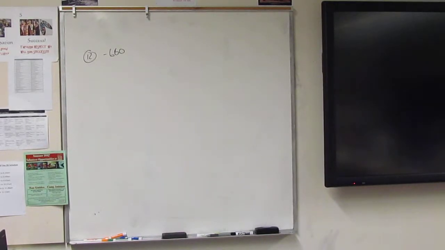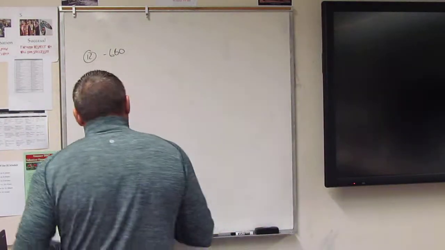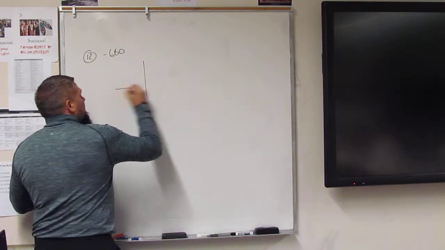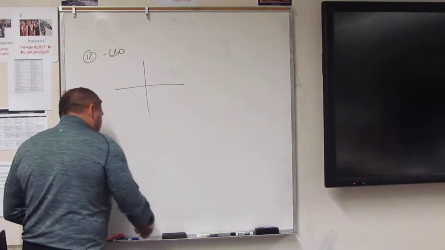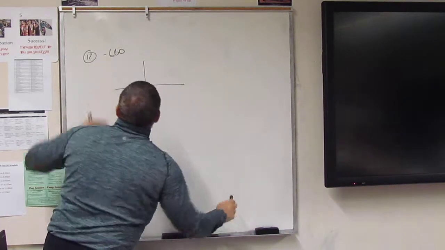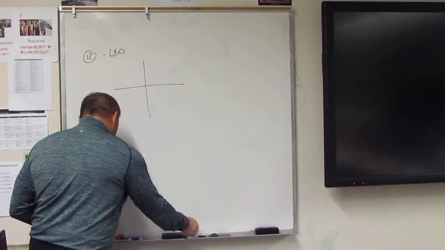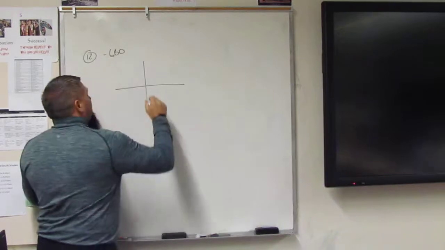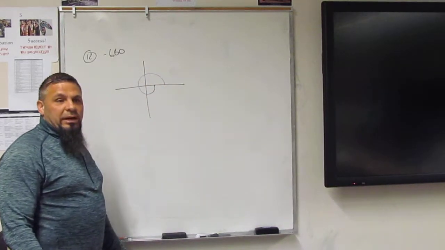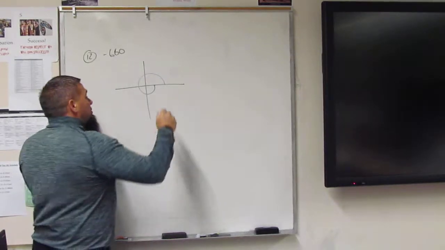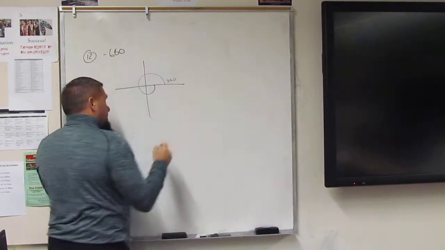Number 12 is draw this angle in standard position. So what we're doing is putting it on a graph, remembering that it's negative, so it goes down, right? We know that it's more than 360, so it's going around, right? At least once. So there's 360, okay?